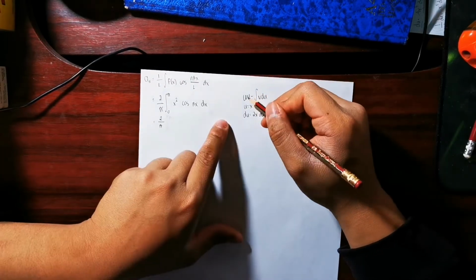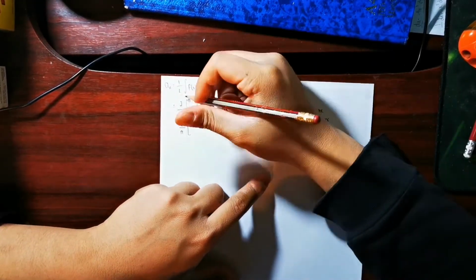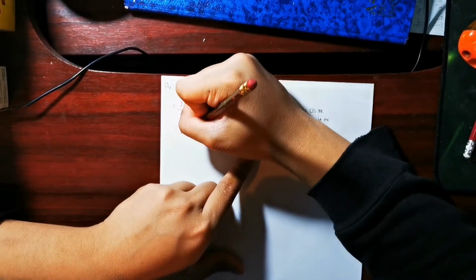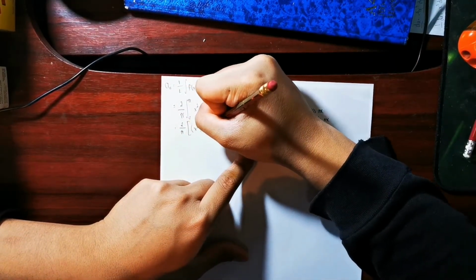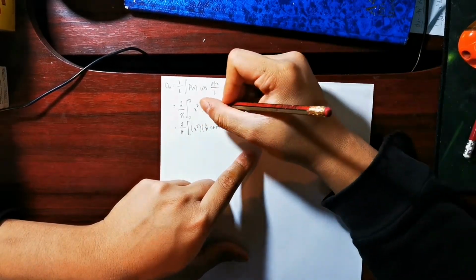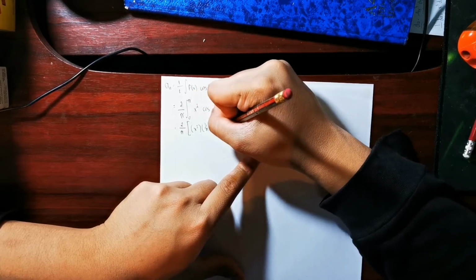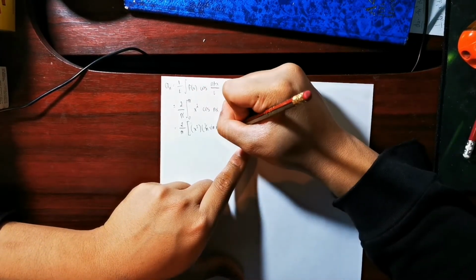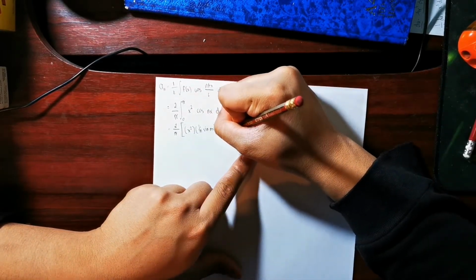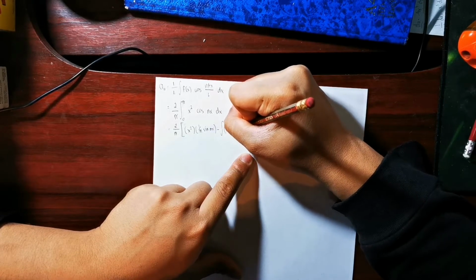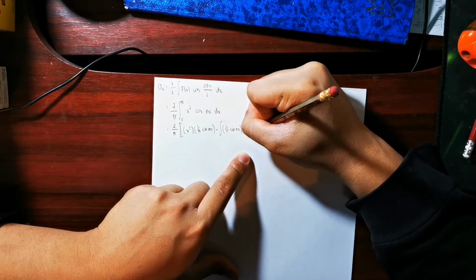Okay, now we will follow the formula u times v. So we put it here. u is x squared times v, 1 over n sine nx, minus the integral of v du. v is 1 over n sine nx, and du is 2x dx.